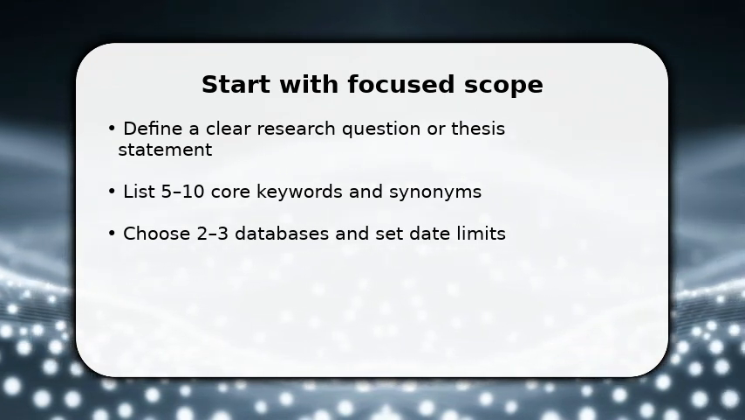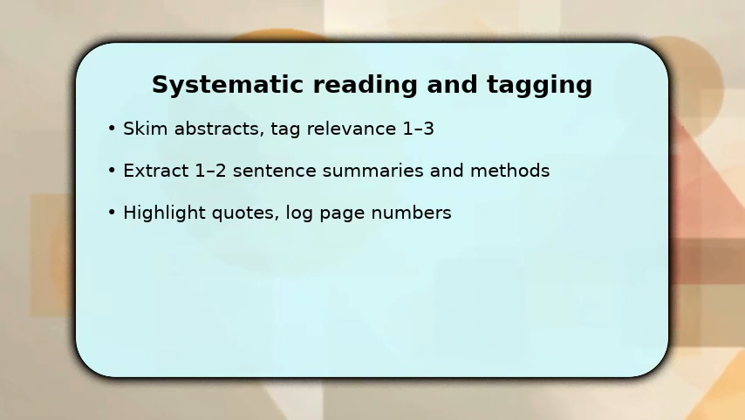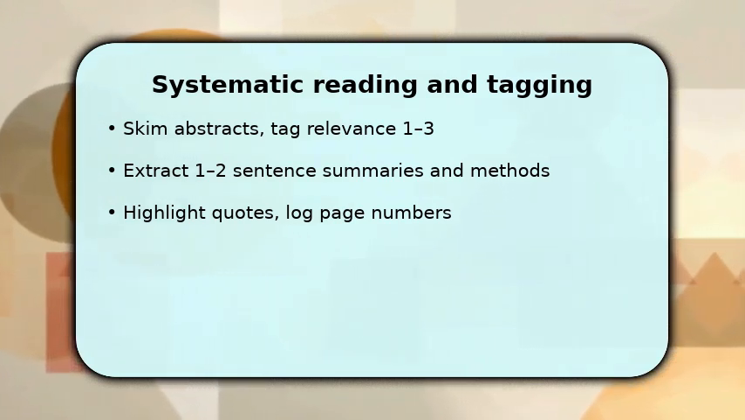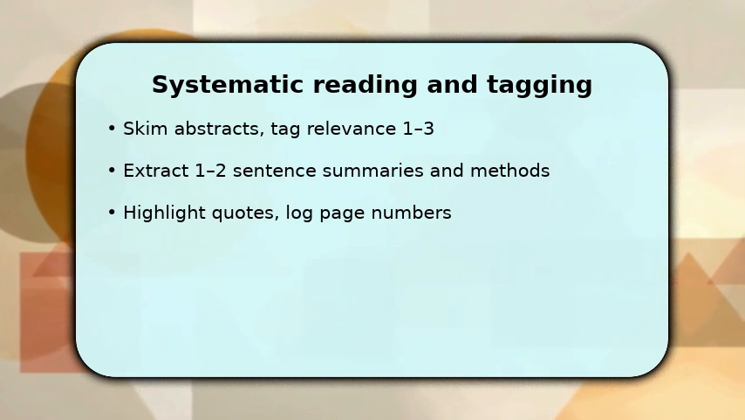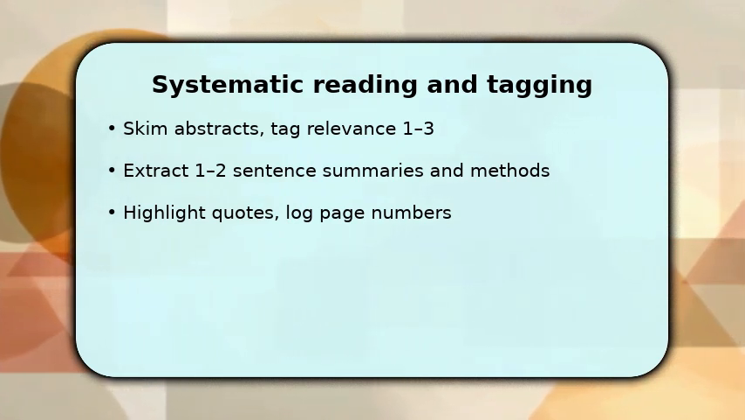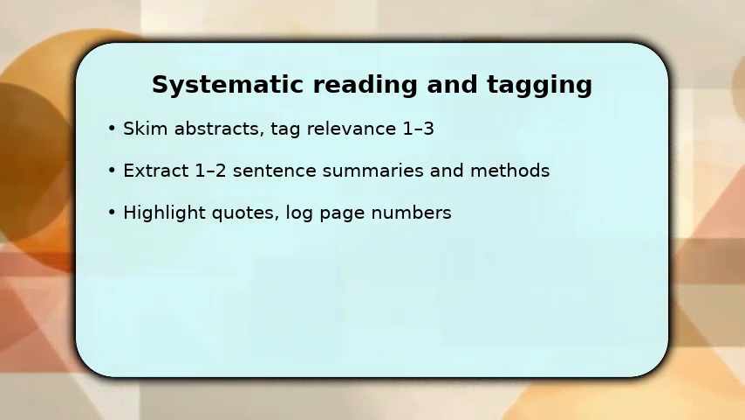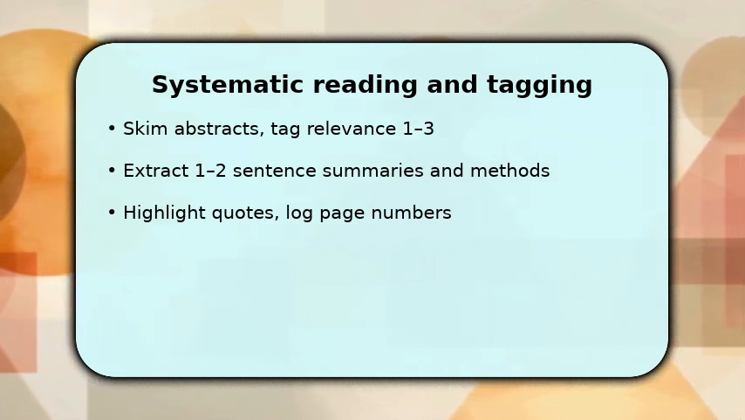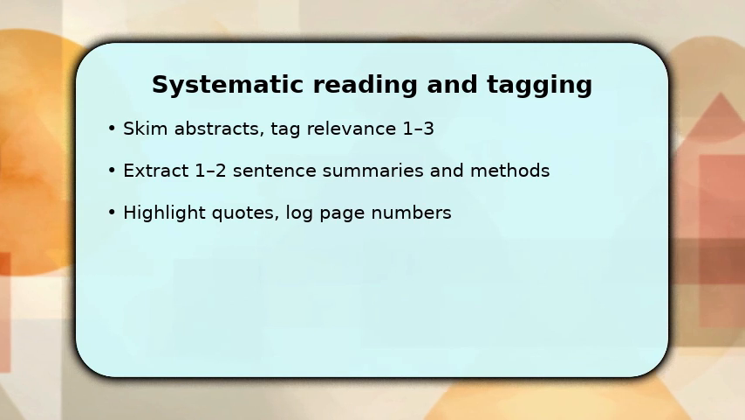You now move into systematic reading. Skim abstracts first and assign a relevance tag from 1 to 3 so you prioritize. Once done, open full texts for high-priority items and extract 1 to 2 sentence summaries explaining the core finding and the method. This explains why the paper matters. Make sure to highlight key quotes and note page numbers for later citation.